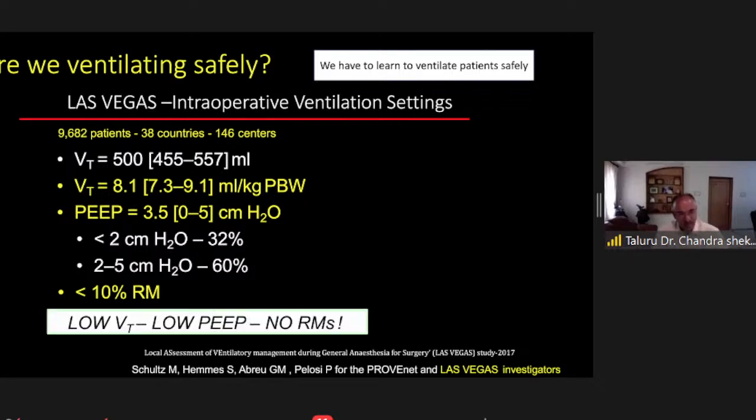So there is a good focus on low tidal volume ventilation, but the amount of PEEP used is very low and there are no recruitment maneuvers. See, these are a few of the best centers in the world. I am very sure that if you do a similar kind of survey in India, tidal volume usage is probably much higher, because I interact with a lot of anesthesiologists and for them about 9-10 ml is normal. So having looked at the way the world is ventilating, there is a lot of scope for us to learn how to ventilate our patients safely.